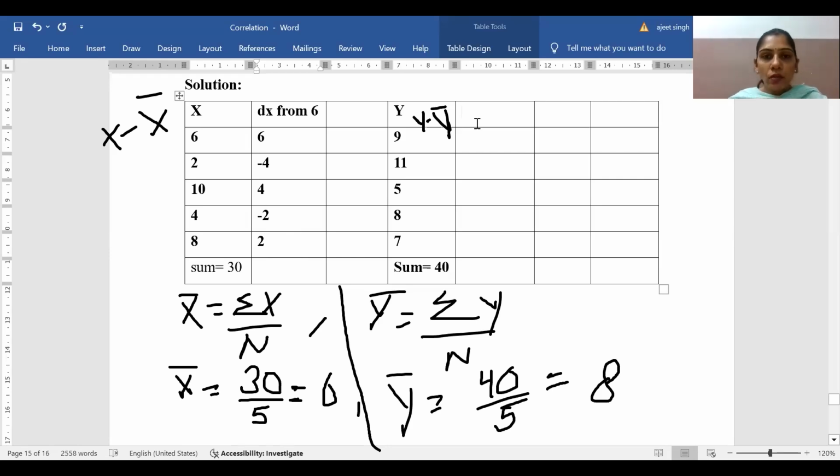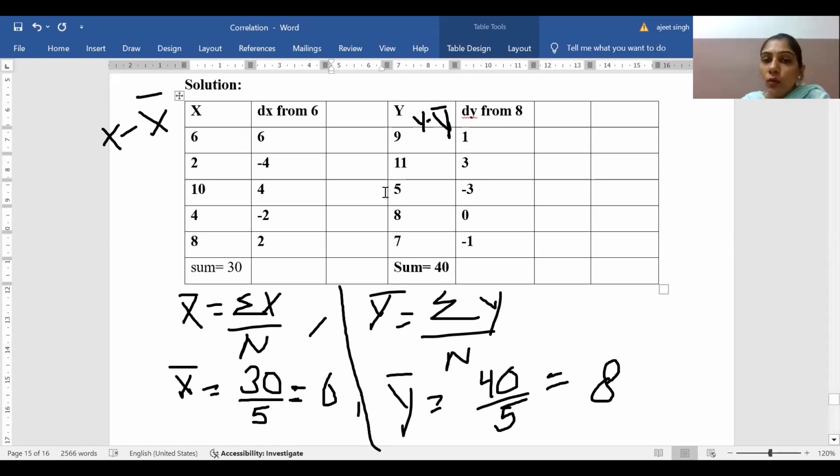Okay. Now let's calculate dy. dy is calculated as y minus y bar. Y bar is the mean, which is 8. So we have to subtract 8 from y. 9 minus 8 is 1, 11 minus 8 is 3, 5 minus 8 is minus 3, 8 minus 8 is 0, and 7 minus 8 is minus 1.